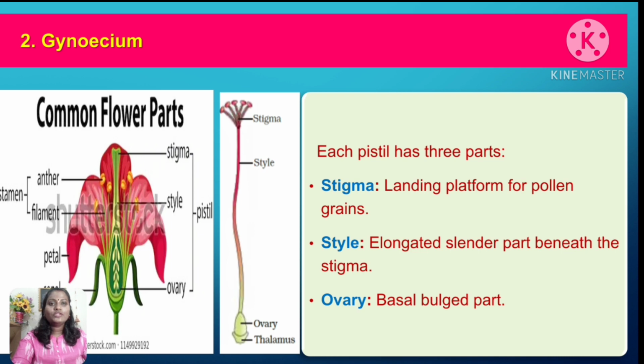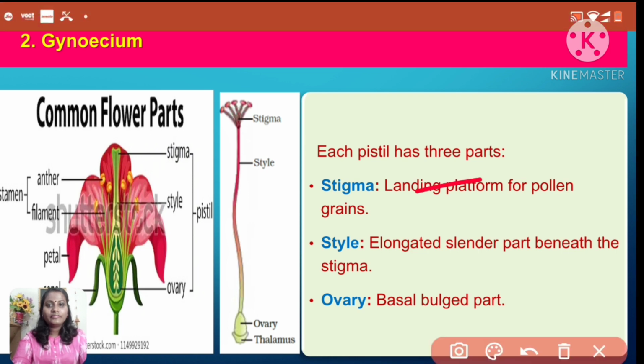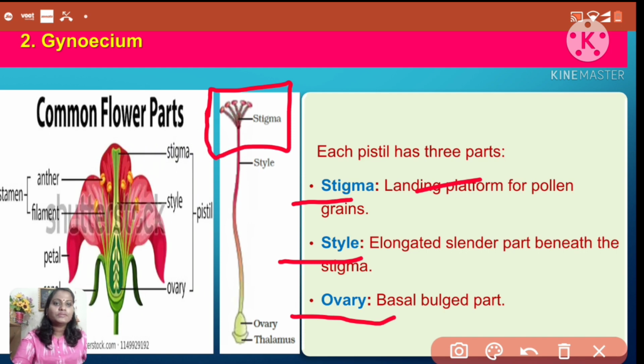Now, coming to the parts of the gynoecium. The gynoecium basically consists of three parts. So what are they? The three parts are stigma, style and ovary. Now what is stigma here? You can see the stigma on the topmost part. This stigma is basically sticky in nature. At the time of pollination, the pollen grains fall on the stigma, and it helps during pollination.